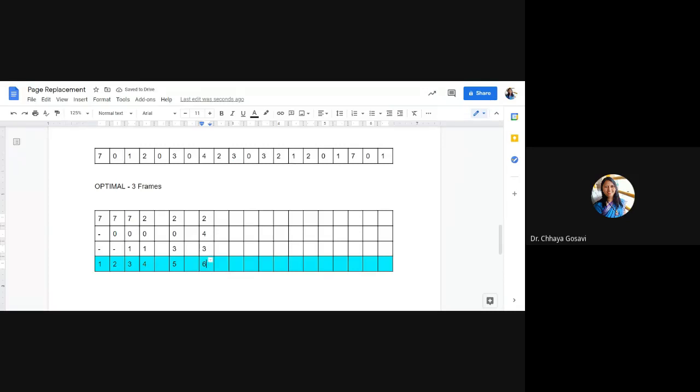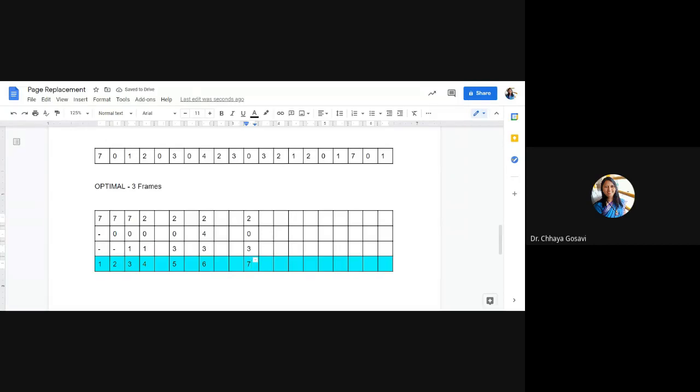Now for 2 and 3, these are page hits. To bring 0 into main memory, which page should we replace? 2, 4 or 3? 4. Again, look at the future, you need 2 and 3 but not 4. So it will be 2, 0 and 3. This is the 7th page fault.